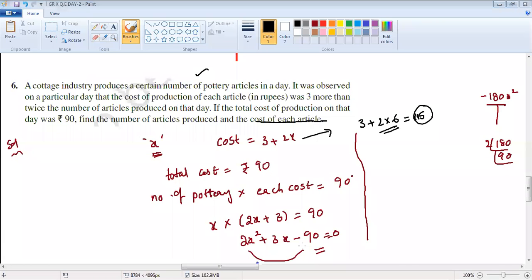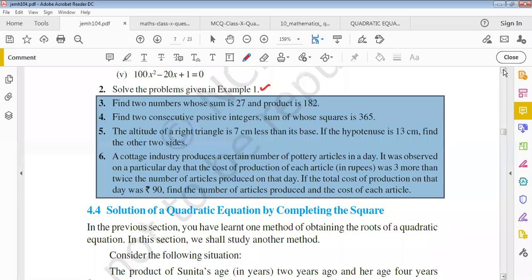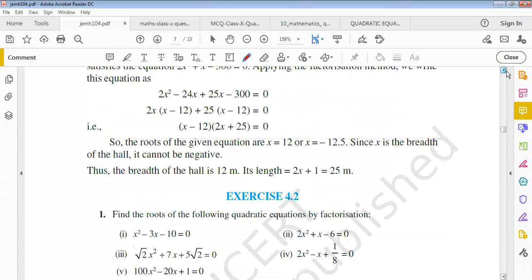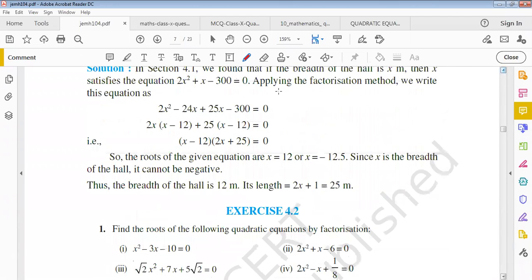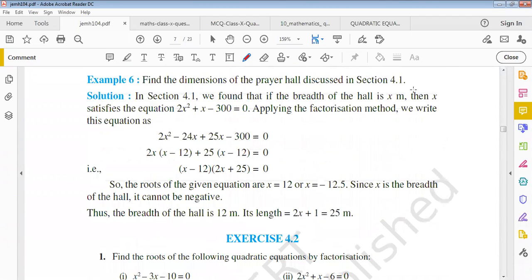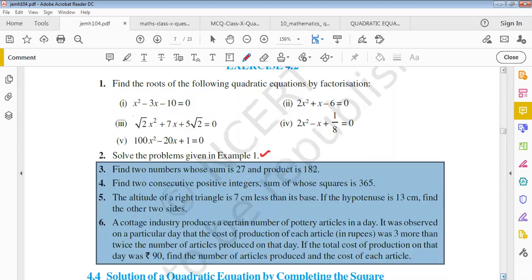Okay. Now, this is actually that second exercise completed. Find the dimensions of the prayer hall discussed in section 4.1. We have discussed this question also, length and breadth. This and all we have discussed that day itself. With this problem, I'm going to close today's session.